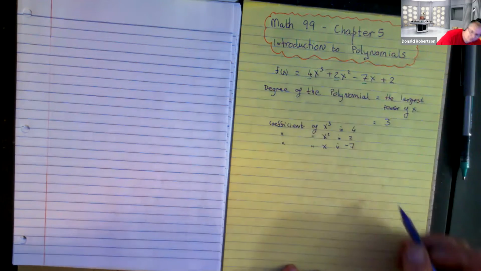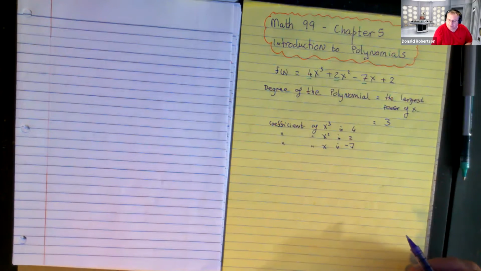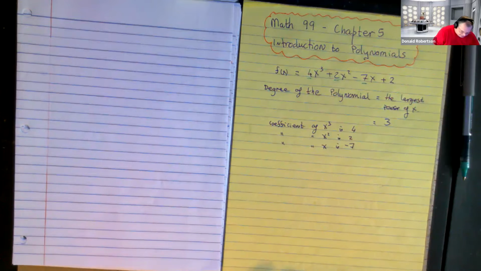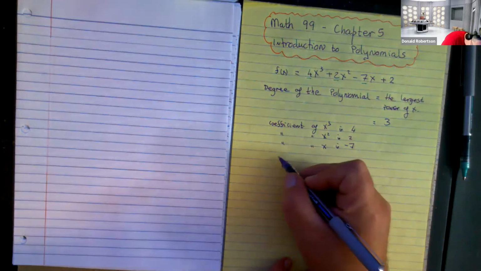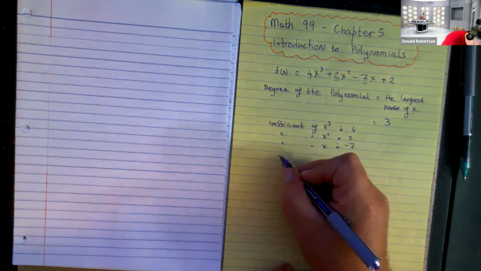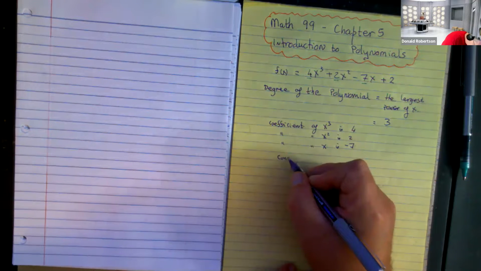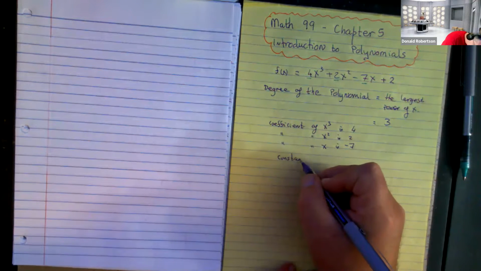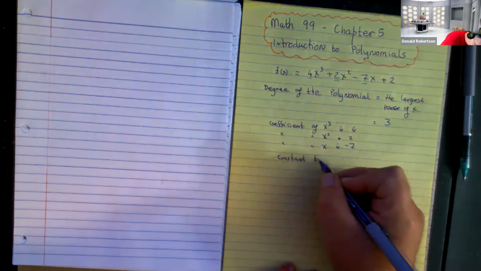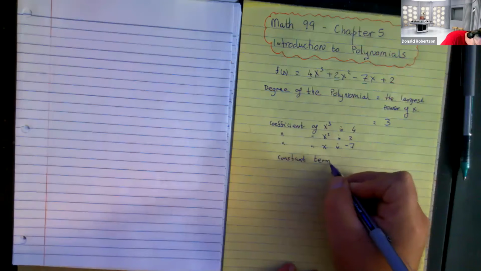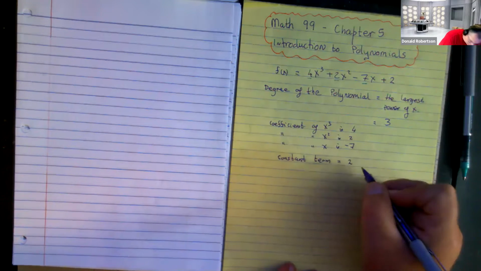We have a different name for the last term, the plus 2, minus 10, that kind of number, and that is called the constant term. So in this case, it would be positive 2.